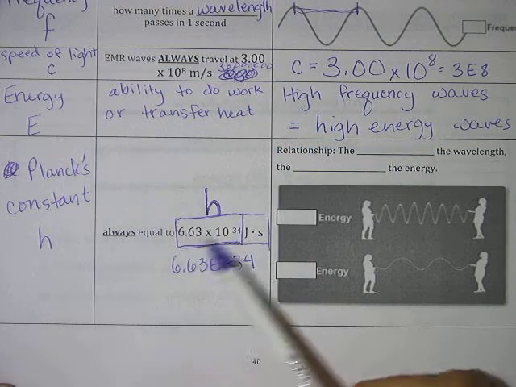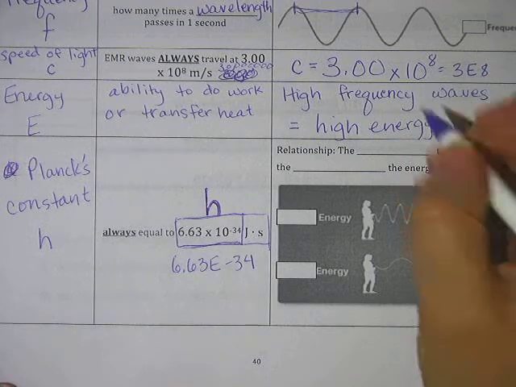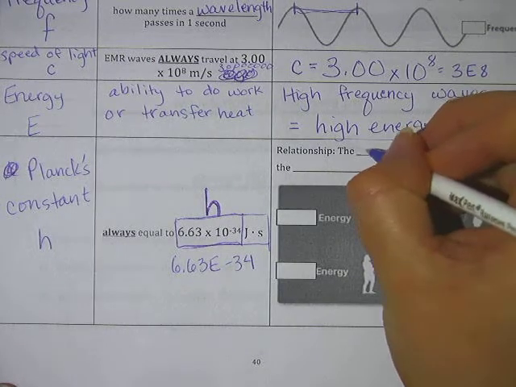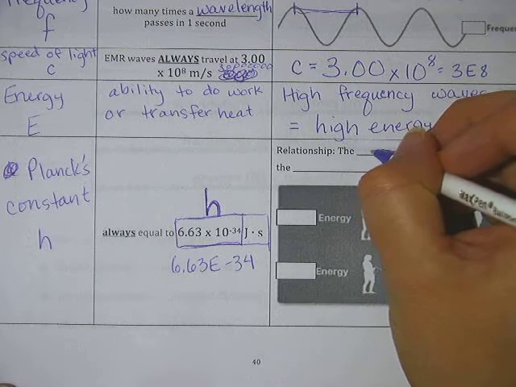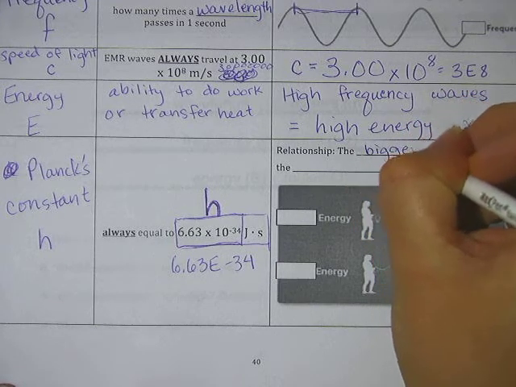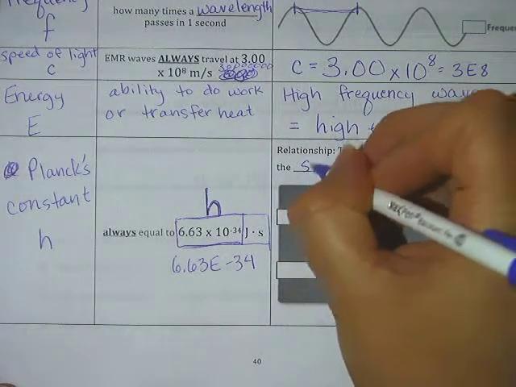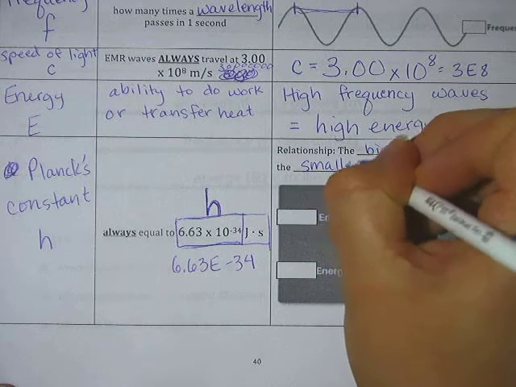We're going to see some equations that use Planck's constant that tell us that when we have a long wavelength, or I guess I'll just stick to bigger and smaller, a bigger wavelength is going to be a smaller amount of energy.